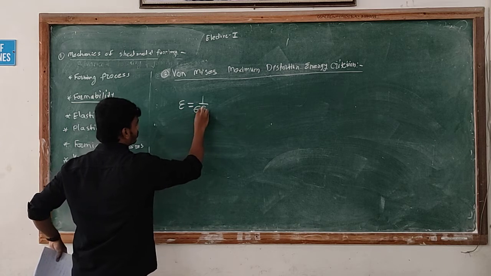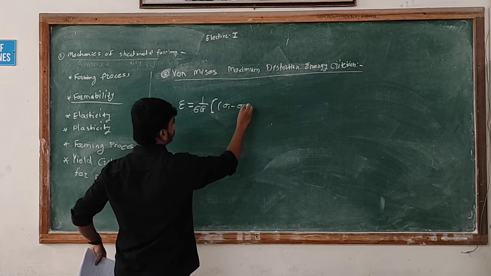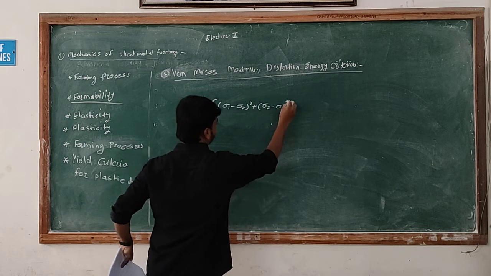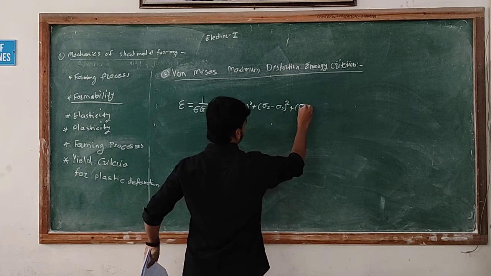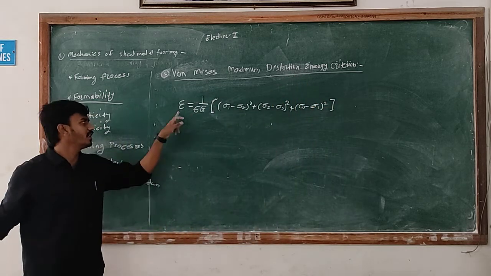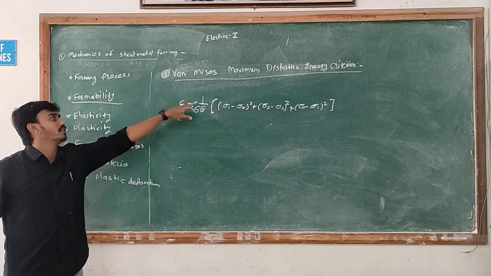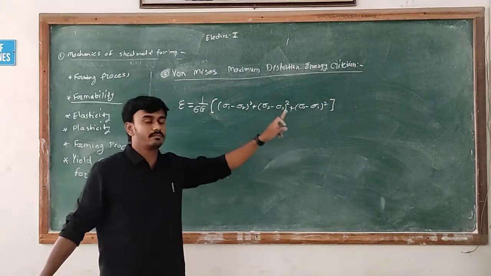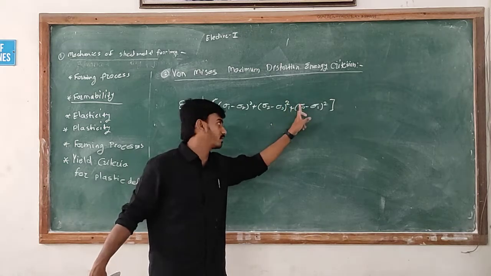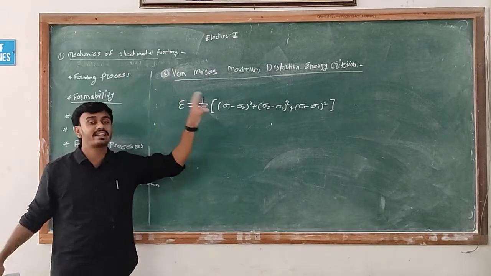epsilon is equal to 1 by 6G into [(sigma 1 minus sigma 2) squared plus (sigma 2 minus sigma 3) squared plus (sigma 3 minus sigma 1) squared]. First of all, we will see what this criteria states.